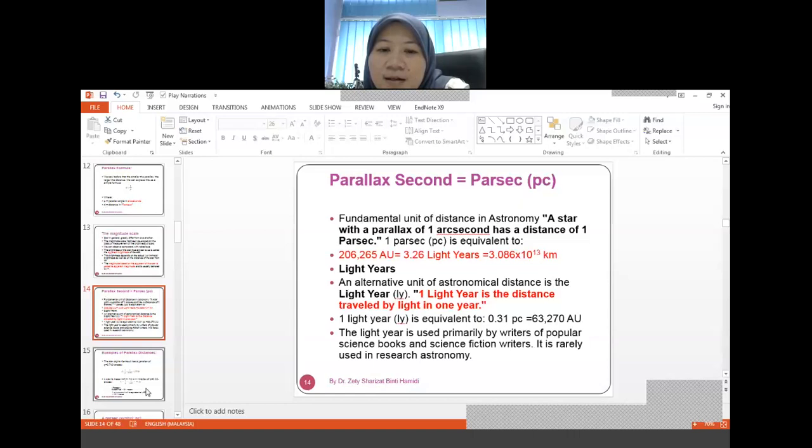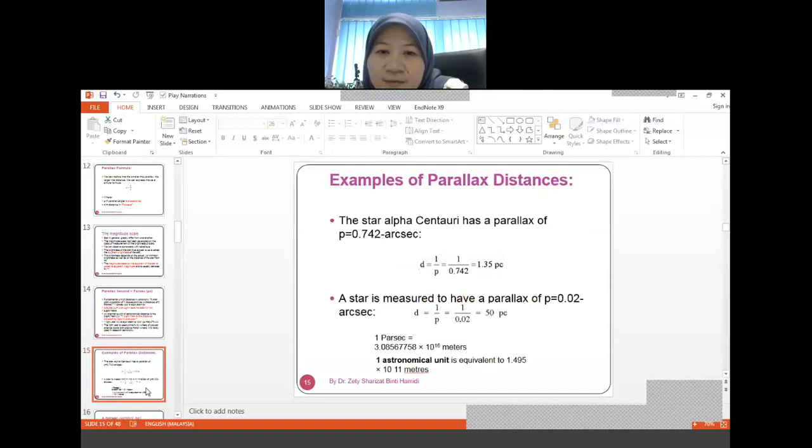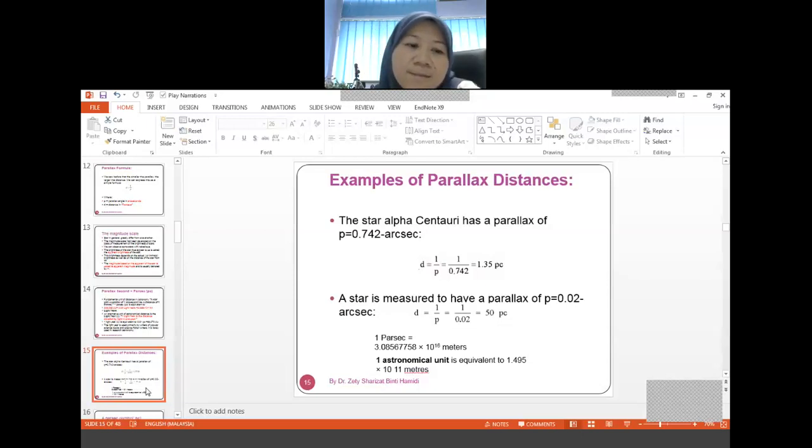Okay, and most science books like to use light years because it's more popular than parsecs. So if you look at examples, this is Alpha Centauri, with a parallax of about 0.742 arcseconds, and when we calculate the distance, this is equivalent to 1.35 parsecs. And for another star, for instance, if we measure p equals 0.02 arcseconds, we can get about 50 parsecs. And we can also convert it into astronomical units or light years.